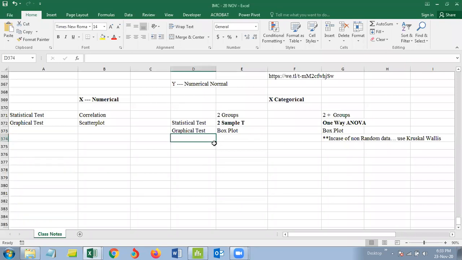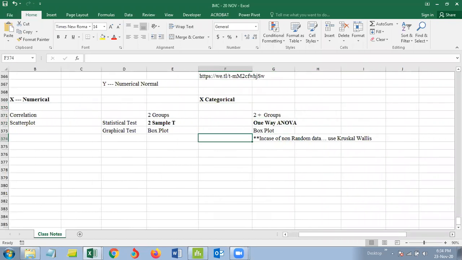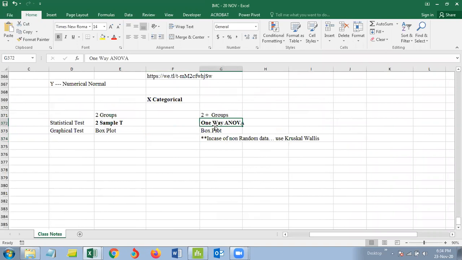So pretty much we covered the two sample t-test yesterday, and we covered the one-way ANOVA test. A few more tests will be covered in the analyze phase. In the meantime, I just wanted to recap. When we have more than two groups, we use ANOVA. But if the data is non-random, we use a Kruskal-Wallis test instead of ANOVA.